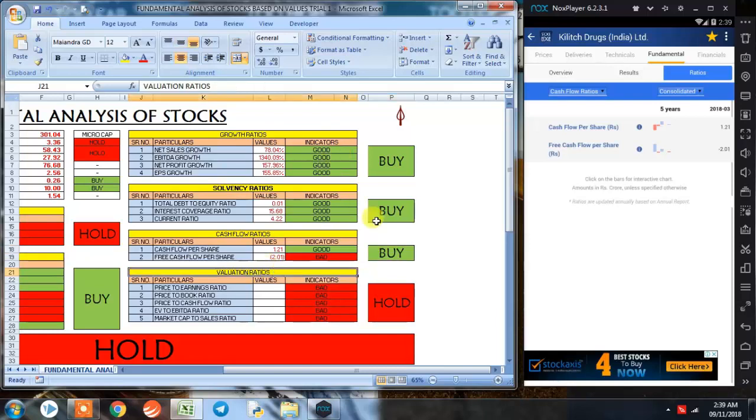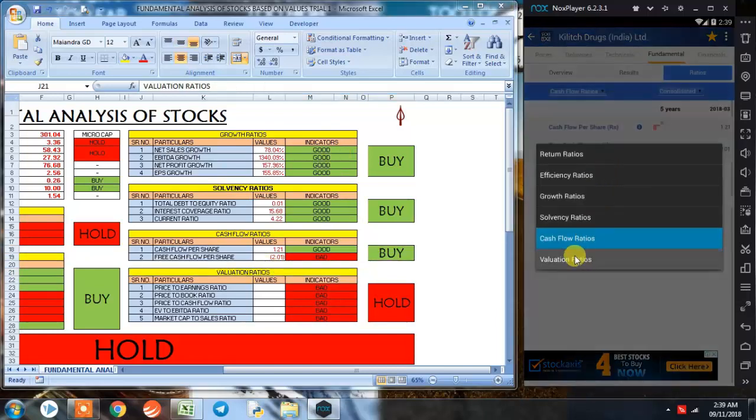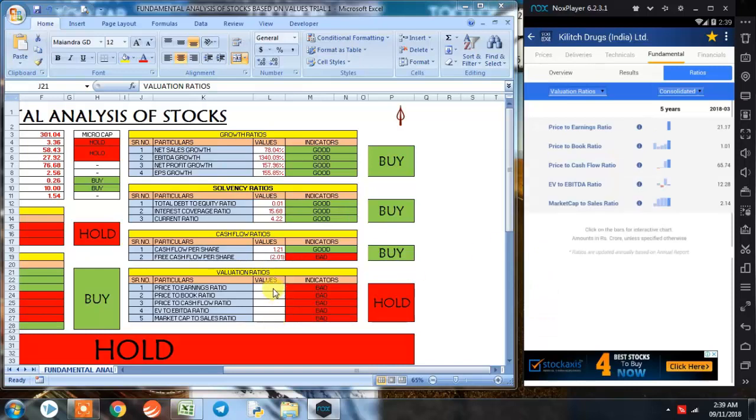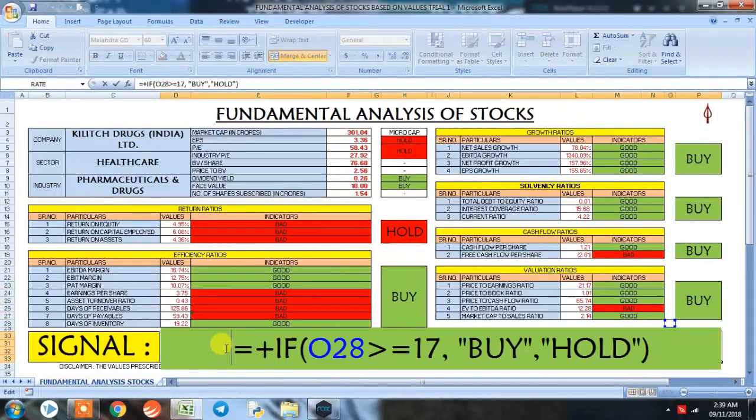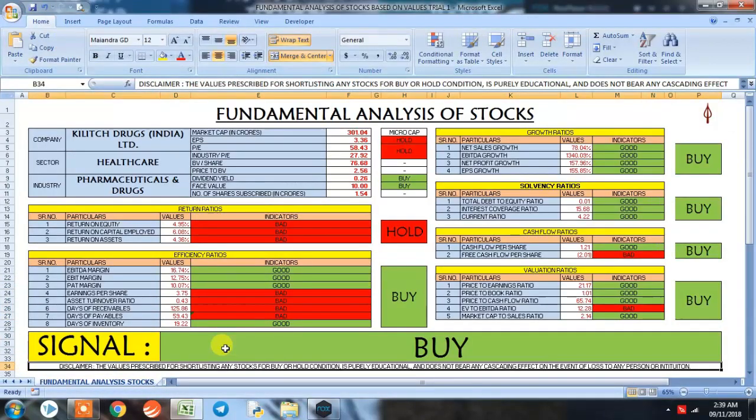Now coming on to valuation ratio. The first is price to earning ratio, which is 21.17. Price to book ratio is 1.01. Price to cash flow ratio is 65.74. EV to EBITDA ratio is 12.28. Market cap to sales ratio is 2.14. So overall valuation ratio has also given us a signal to buy this stock at this point of time. Now the program in its entirety has given us a signal to buy this stock at this point of time.